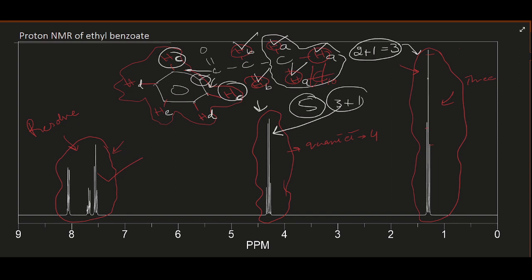This peak, a triplet, does not represent how many protons are on H, but it represents how many protons are present in the neighborhood of H. So always remember this.